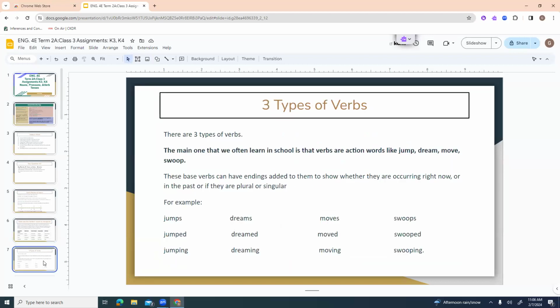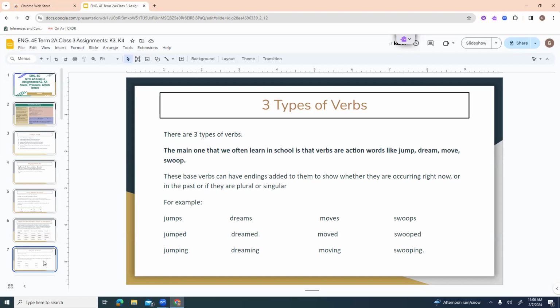So we are also going to talk about verbs. There are three main types of verbs. And the one we learn in school is usually that verbs are action words, like jump, dream, move, and swoop. So those are examples, and they all are, but that's a very limited definition. It's only one part of what verbs are.